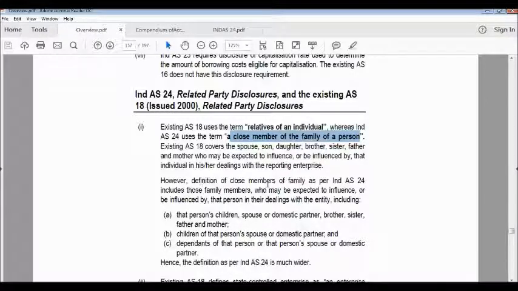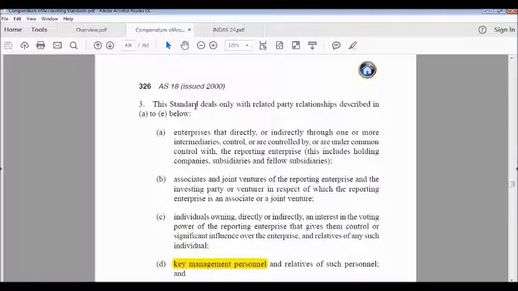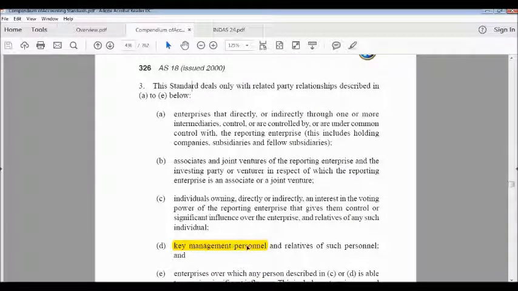However, the definition of close member of a family as per Ind AS 24 includes those family members who may be something like this. Let's take a look at what exactly this relative is saying and why it is important to determine the meaning of the relative of a person. So this is the existing Accounting Standard 18. This is paragraph number 3, which says this standard deals with only the related party relationships described in A to E. Clause D says key management personnel and relatives of such personnel. Therefore, the meaning of relative is important here in existing Accounting Standard 18.